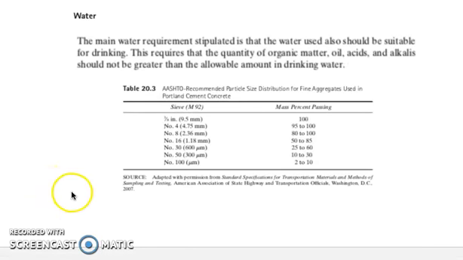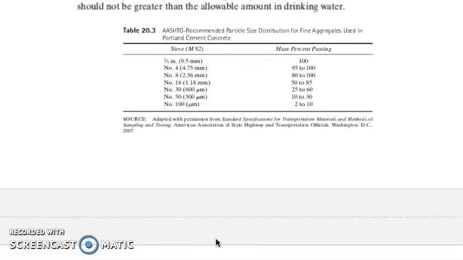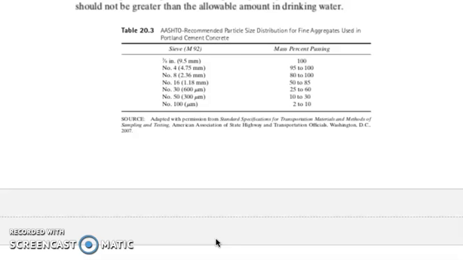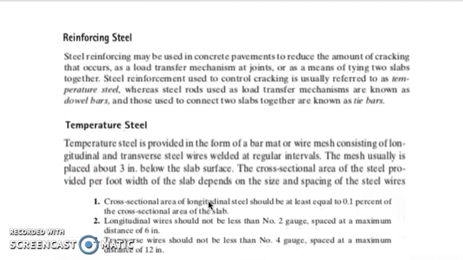So we have here a table showing the AASHTO recommended particle size distribution for fine aggregates used in Portland cement concrete. So you have the sieve number and you have the mass percent passing. So this was adopted from the Standard Specifications for Transportation Materials and Methods of Sampling and Testing from the AASHTO. Then we have the next one, the reinforcing steel.